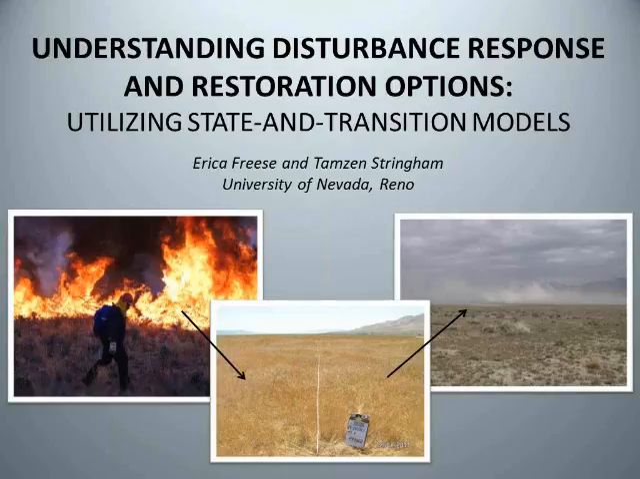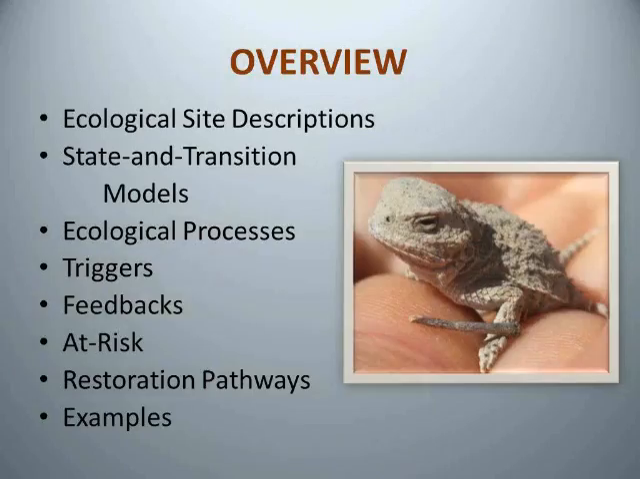So today I'm going to be talking about understanding disturbance response and some of the options with restoration, and really specifically utilizing state and transition models for those purposes. So a quick overview. I'll tell you what an ecological site description is, a quick overview of state and transition models, and then we'll talk a little bit about ecological processes, triggers, feedbacks, at-risk communities, some restoration pathways, and then I'll go through an example at the end.